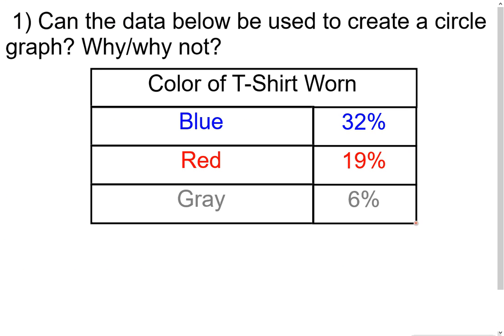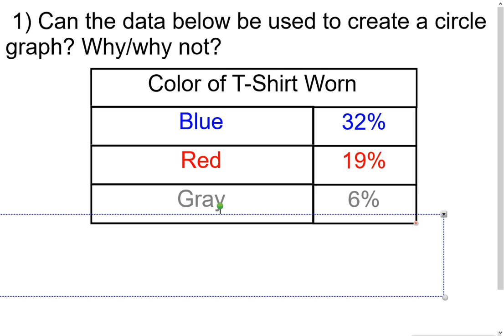Now, let's take a look at some data that we have here. We want to figure out, can we use this data to create a circle graph? And if we can, why? And if we cannot, why not? So I look at this, and we have our t-shirts, and then we have the colors and the percentages of each. Now, if I look at this, if I add up 32, 19, and 6, does it add up to 100%? The answer is no.